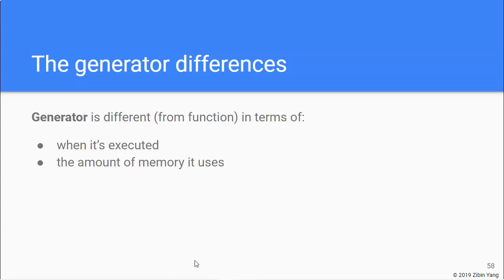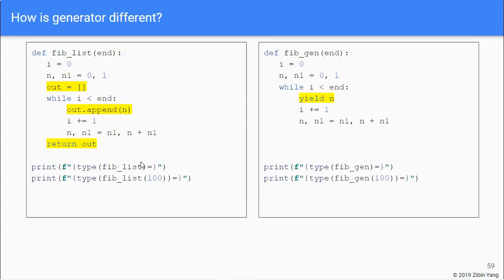One is when a generator and when a function is actually executed and does actual real work, and also in terms of the amount of memory that they use. As an example, we're going to return to our favorite Fibonacci numbers. On the left here is a function, fiblist, that returns a list of Fibonacci numbers up to the value specified by the n parameter here.